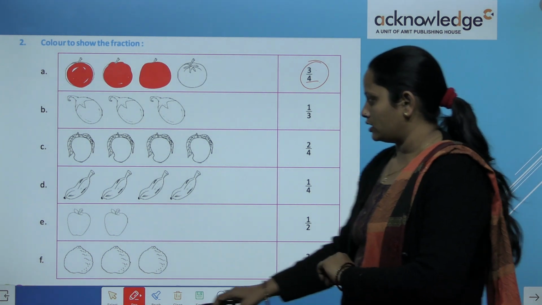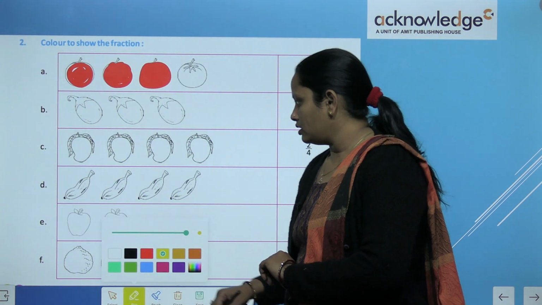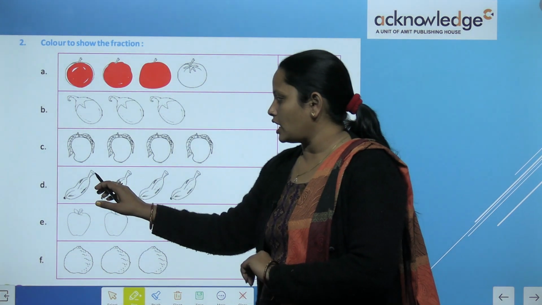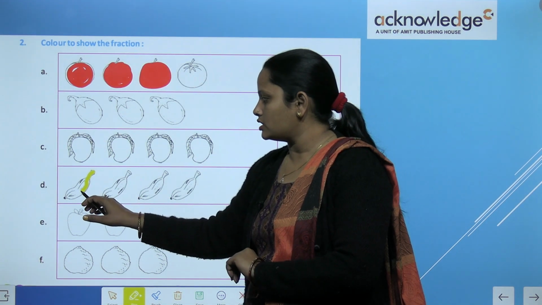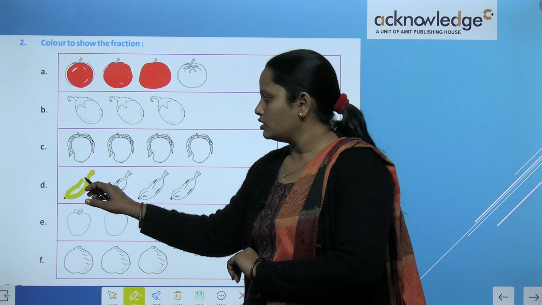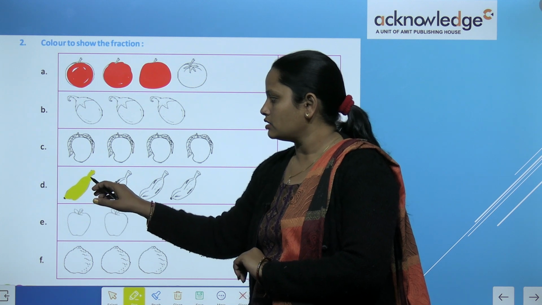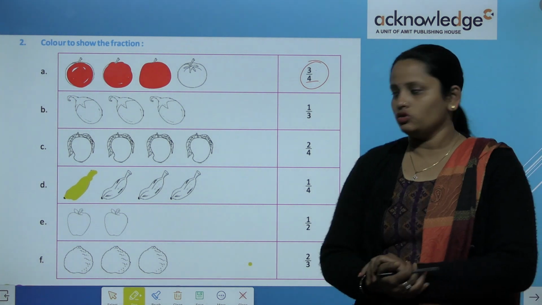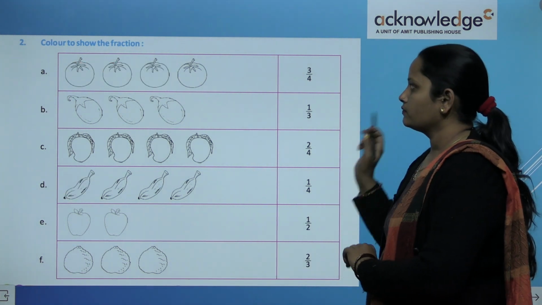Similarly, 1/4 we have to shade. तो यहाँ पे there are total 4 bananas and from this we have to shade this 1 banana. So you have to color this. Clear? So like this, children, you have to do the rest of the questions.